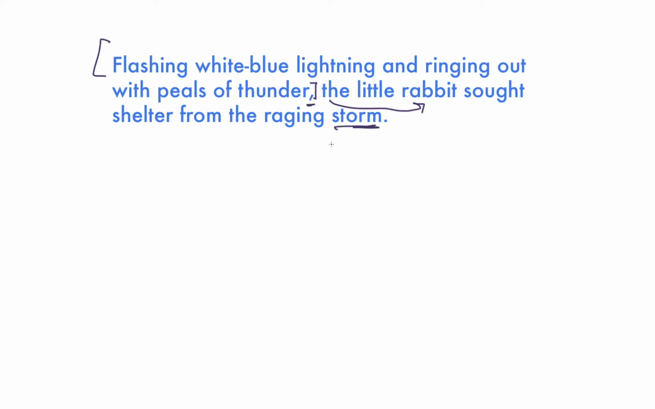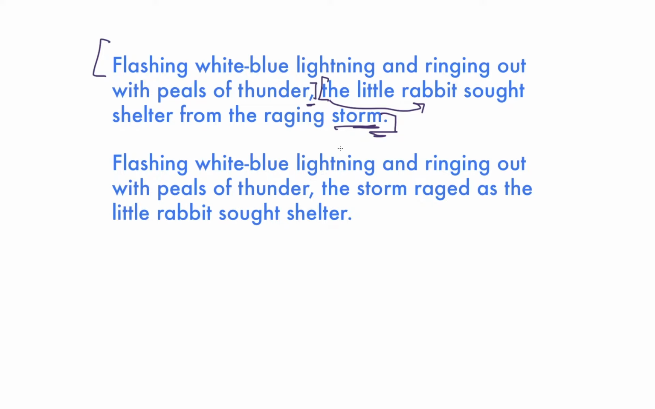But in order for the sentence to function logically, we need to rearrange this independent clause here so that we're no longer talking about some sort of impossible thunder bunny, as much fun as that sounds. We need to make sure that the modifier is next to the thing it describes. So a logical way to render this sentence is, flashing white-blue lightning and ringing out with peals of thunder, the storm raged as the little rabbit sought shelter. Right, so now everything that comes before this comma is now describing storm, which makes much more logical sense.